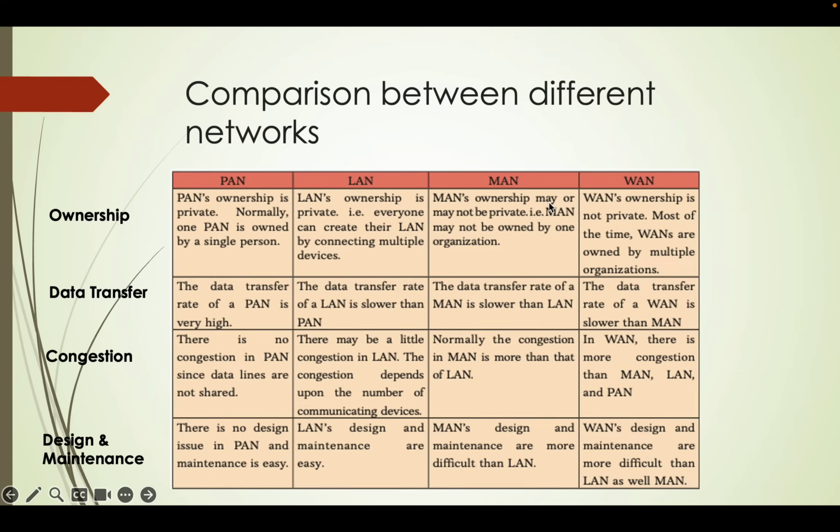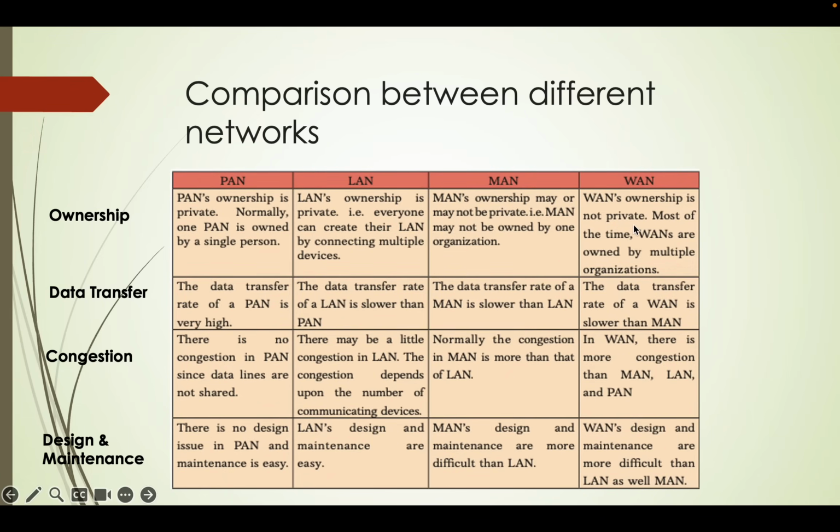MAN's ownership may or may not be private. It may not be owned by one organization. So MAN, also known as metropolitan area network. So in MAN, the ownership may vary. It can either be private or it can be owned by multiple individuals as well.